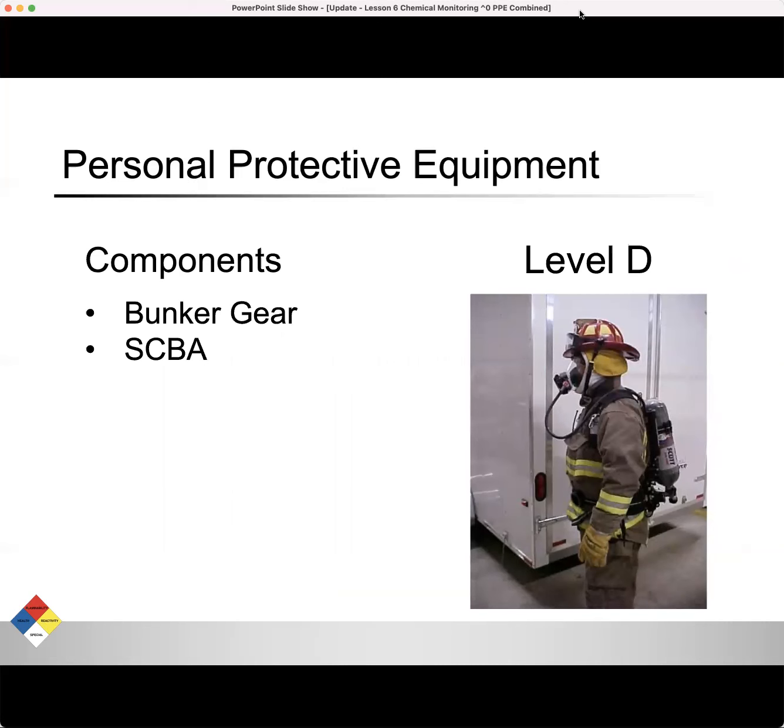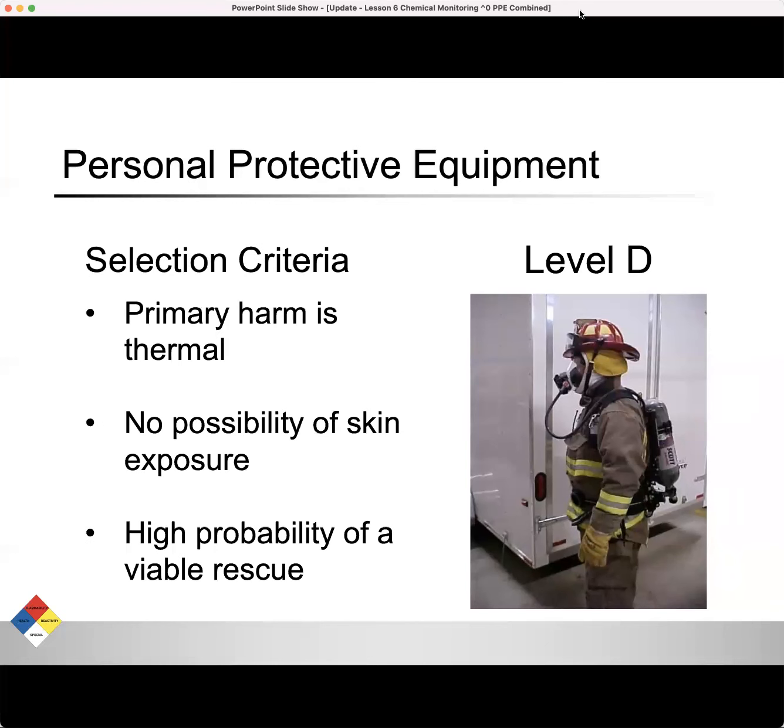Level D components, bunker gear, and SCBA. When do we choose level D? When the primary harm or hazard is thermal. No other chemical protective suit provides the thermal protection of bunker gear and SCBA. There are flash protection level B and level A suits, but they are flash protection. Those are for accidental exposure. That is not for entering a hazard that has a constant flame.